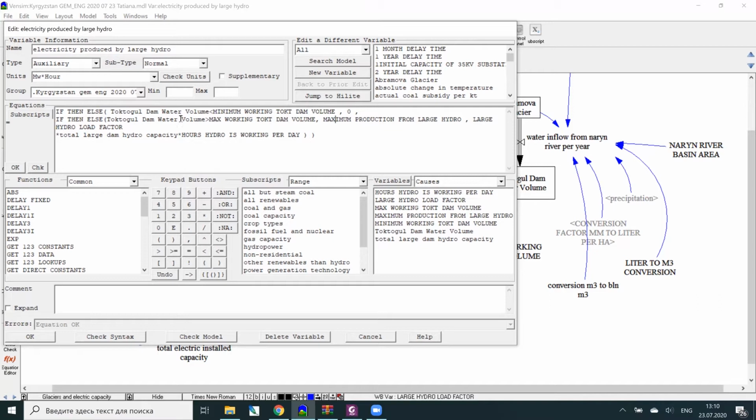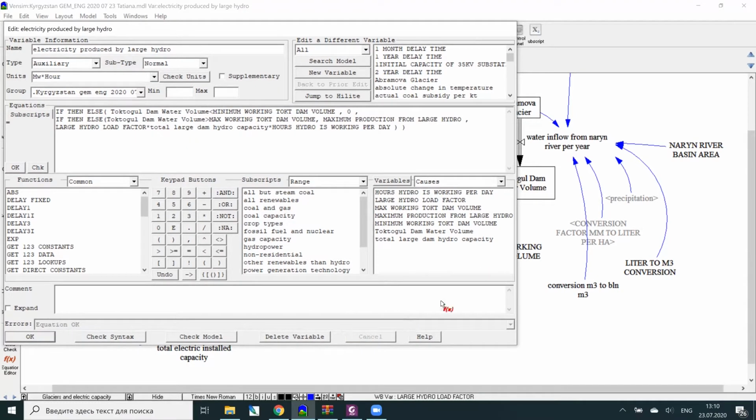Right. So if you put a comma at the end, if it's between the two, if it's not less than the minimum or more than the maximum, then I have the hydro load factor here. Exactly. Yes, I just read the equation a bit wrong. So if it's more than maximum, we cannot produce more than maximum anyway. So we're going to produce the maximum.